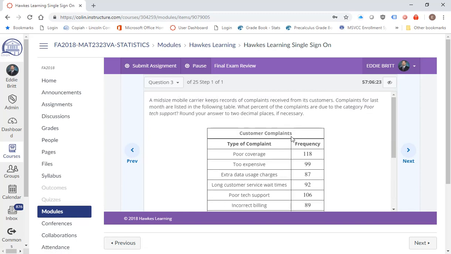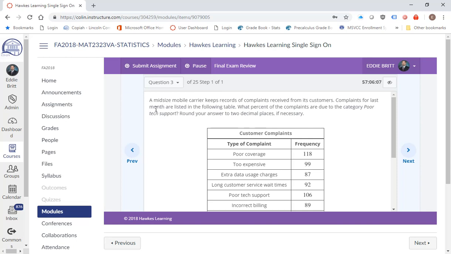Some of these problems, if they require you to do calculations, I've already done those in advance, so I may not punch them in the calculator, but you'll see what I get out. I'll write it down.